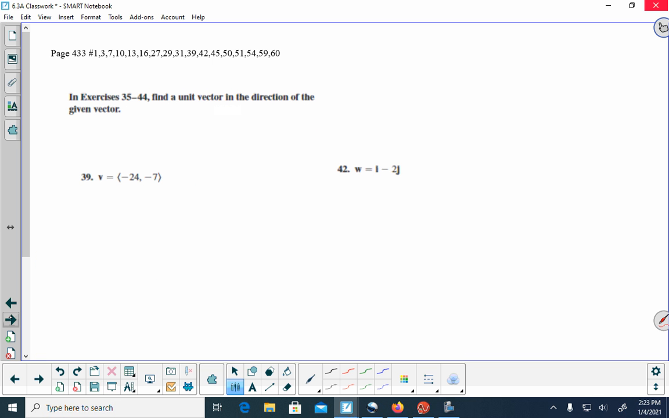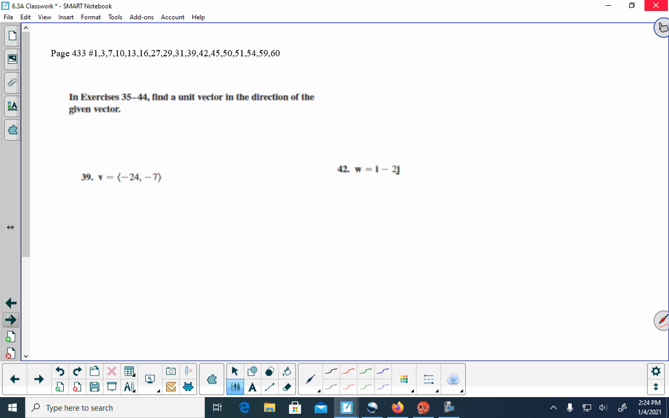Okay, numbers 35 to 44, find a unit vector in the direction of the given vector. So a unit vector is a vector that has a magnitude of 1. And the reason why that's so important is because eventually we're going to bring back our unit circle, which had a radius of 1, which means it would have a magnitude of 1. So we want to be good at rewriting these so we can place them back onto our unit circle.